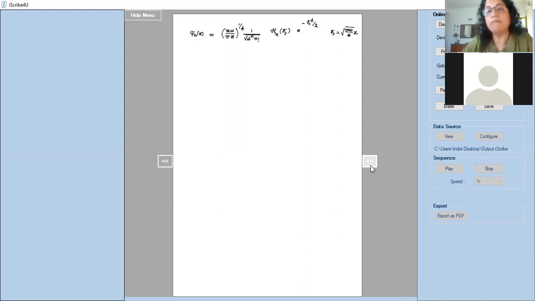This is essentially, what do you call it, the wave function. Okay, one second. Let me admit another person. Yeah, this is the wave function.